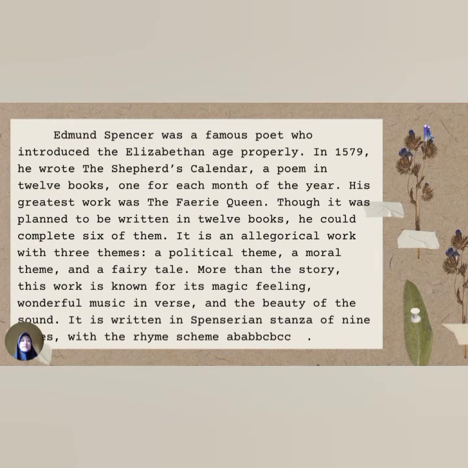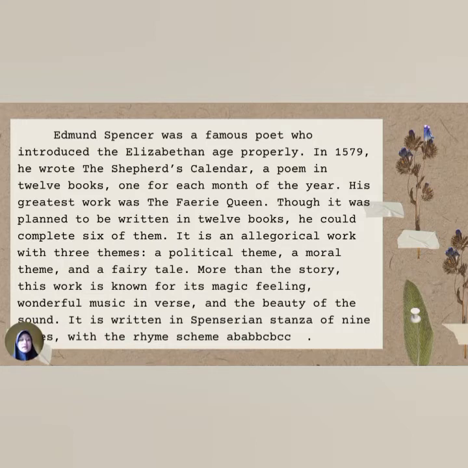Edmund Spenser was a famous poet who introduced the Elizabethan age properly. In 1579, he wrote the Shepherd's Calendar, a poem in 12 books, one for each month of the year. His greatest work was The Faerie Queene, which was planned to be written in 12 books. He could complete 6 of them.